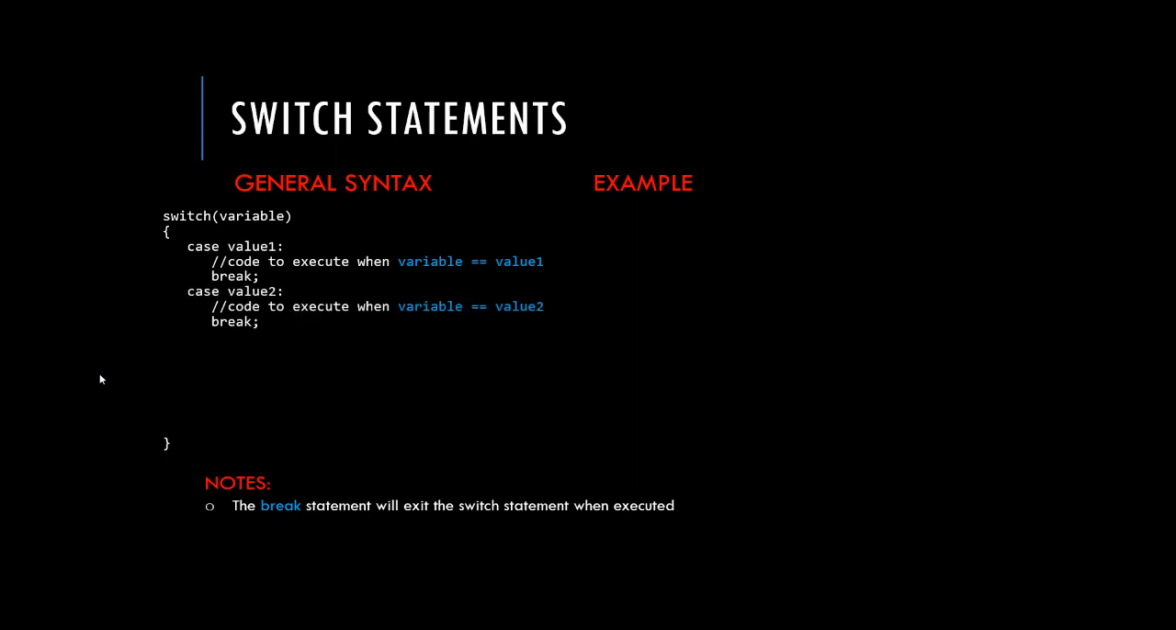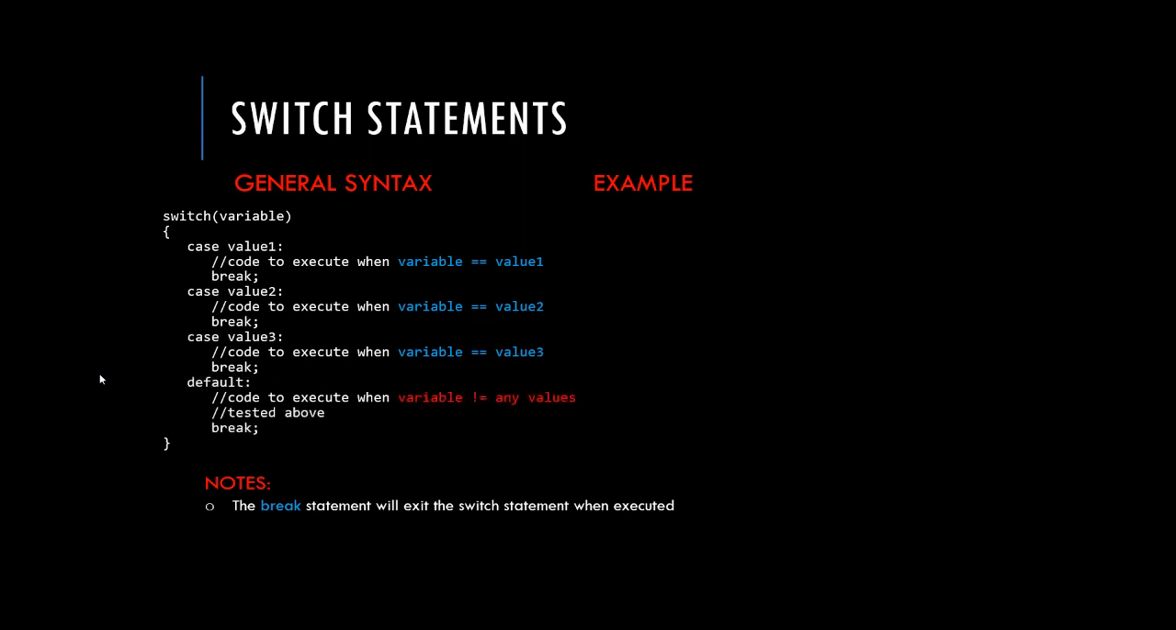And then we have the second value. This will execute when the variable is equal to that value, a third value, and so on. And you can have an infinite number of those. But then finally, our default executes when the variable is not equal to any of those values that are tested above. And we also have a break at the end of that as well.